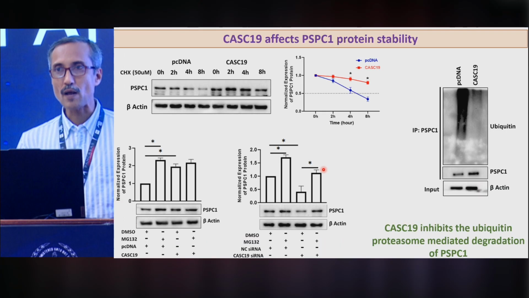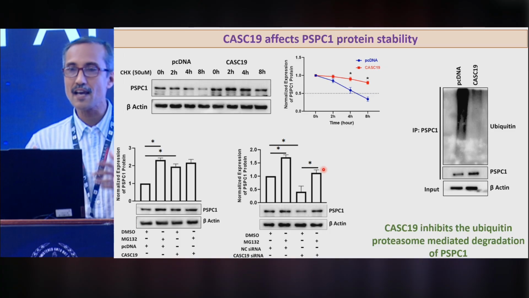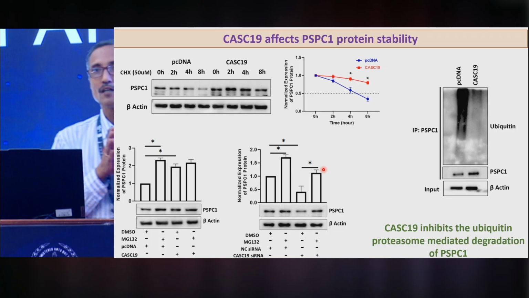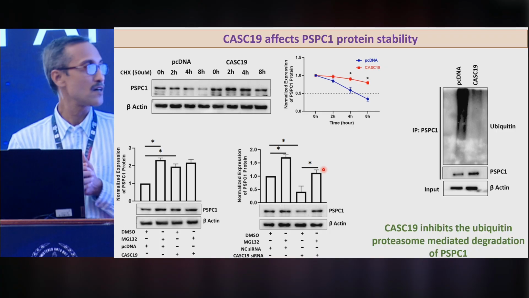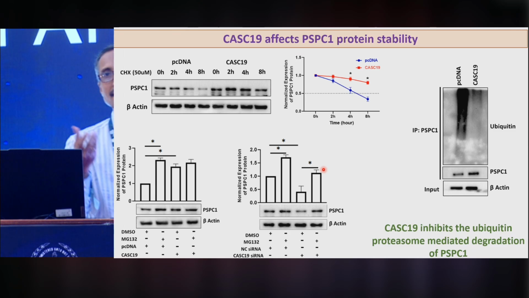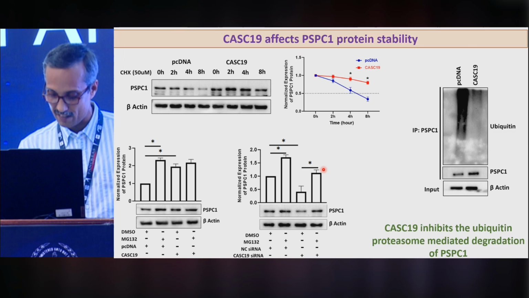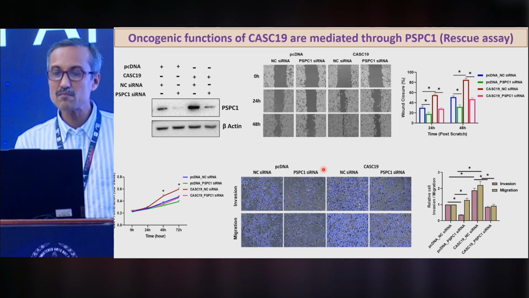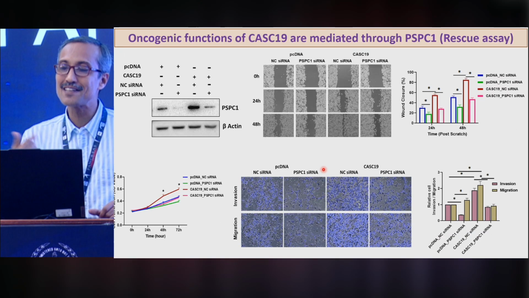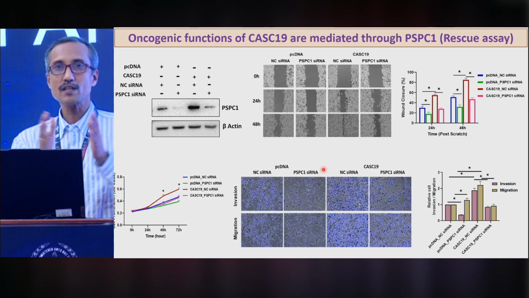And the obvious experiment is to do a cycloheximide chase assay and also use MG132, the proteasome inhibitor, to find out what is happening to the protein degradation. And we found that overexpression of CSC19 actually inhibited the ubiquitination of PSPC1. Again, I'm just running through, not explaining the experiments in detail. Then we performed a rescue assay. So what is a rescue assay?